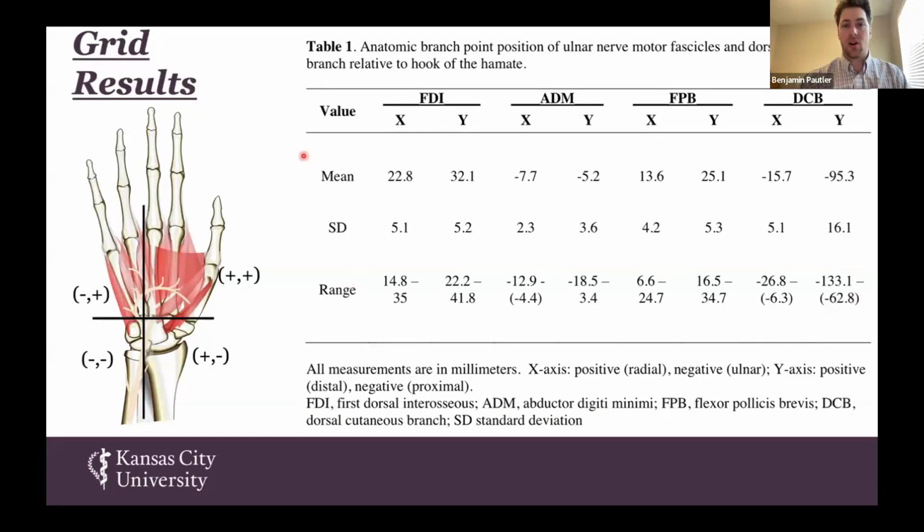So here we have some of our grid results. I won't read them all off to you. Here's a reminder of how that grid was performed. Keep in mind that any negative X results are to the left of this origin in this image, and any negative Y's are proximal to that origin. You can see here they were relatively consistent, but some of them had some pretty broad ranges, notably the dorsal cutaneous branch, which is this one right here in this image, had some considerable variability with how far proximal or distal it came off along the forearm.